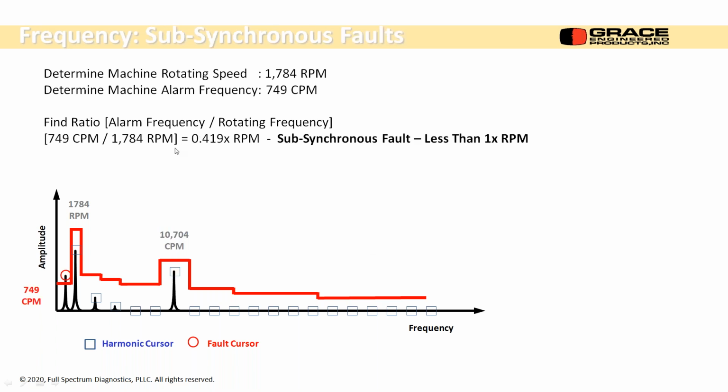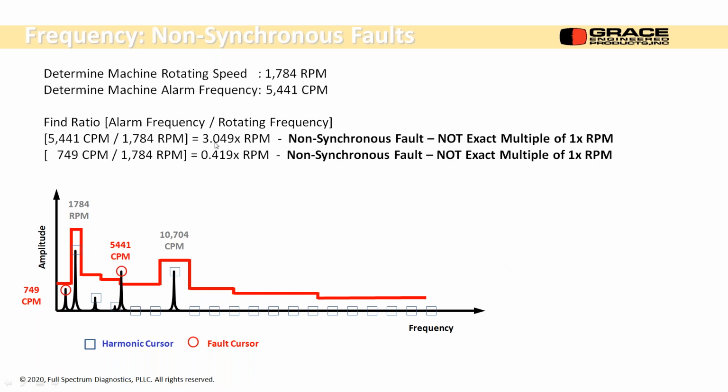Sub-synchronous faults are below running speed. We have a peak here that's below turning speed. We put our cursor on it, divide it by running speed, we get 0.419 times running speed. So it's about 42% of running speed, sub-synchronous.